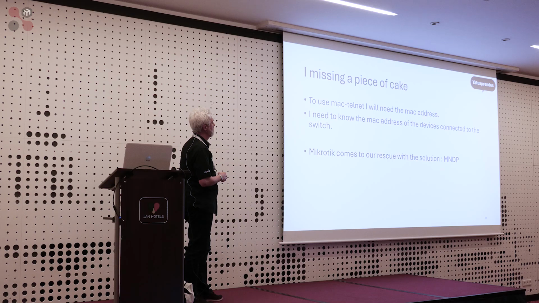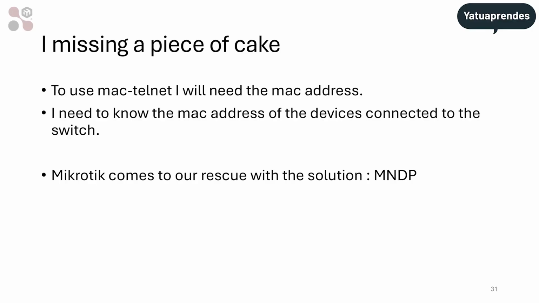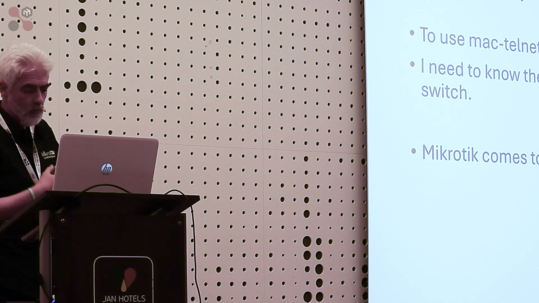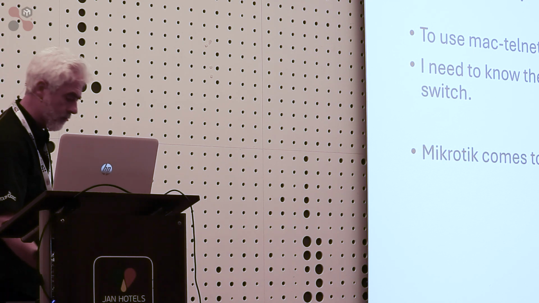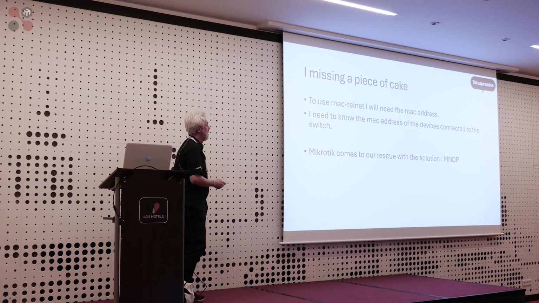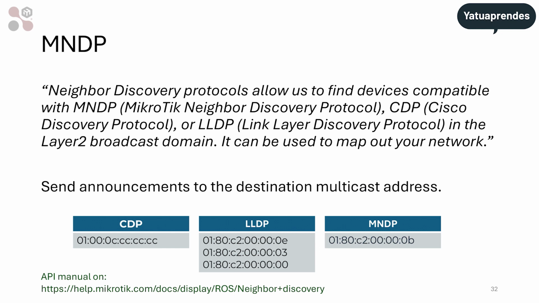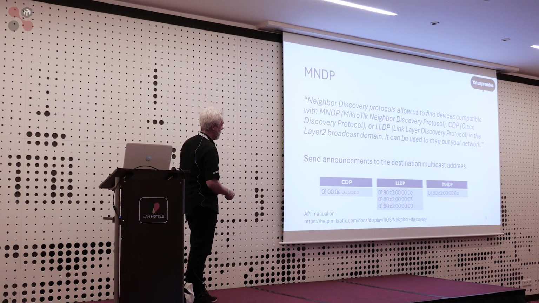But I have the MAC address of the device, how can I find the MAC address? Then I will use MNDP on the switch via API to get the missing information. MNDP is a neighbor discovery protocol like CDP and LLDP. They use the broadcast MAC address.